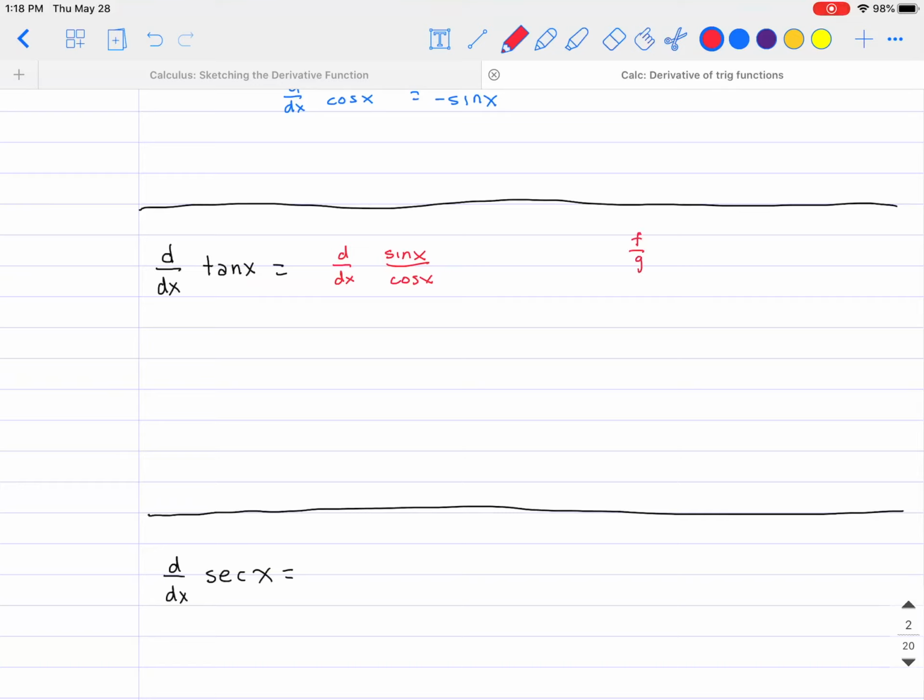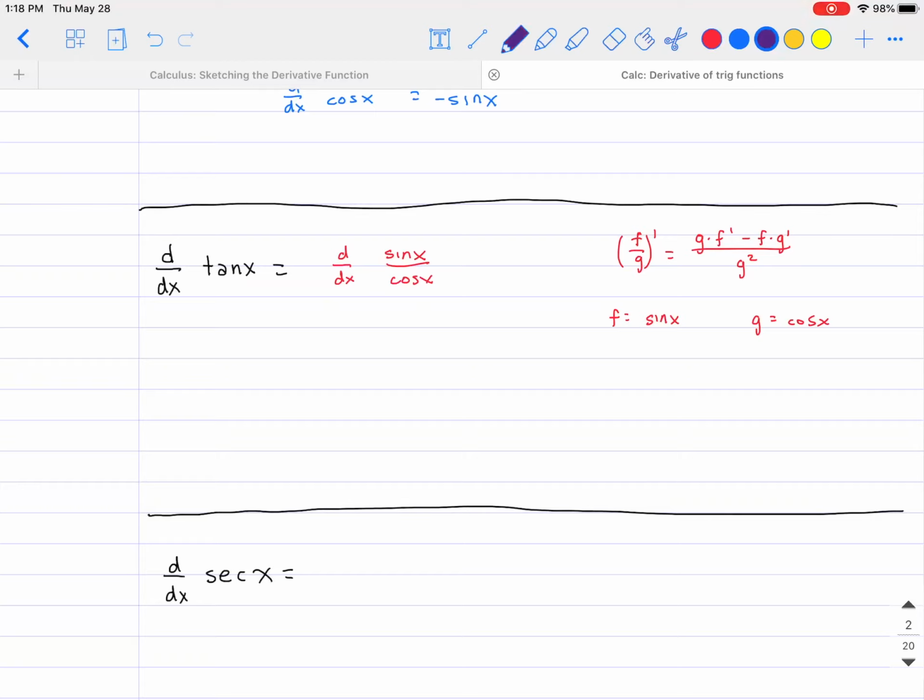If I have f divided by g and I want to take the derivative, again, recalling the quotient rule, it's supposed to be the bottom equation multiplied by the derivative of the top minus the top equation multiplied by the derivative of the bottom, all divided by the bottom squared. So here I'm just going to go ahead and write those out. f, which is the top equation, is going to be the sine of x. And then g, the bottom equation, is going to be cosine of x.